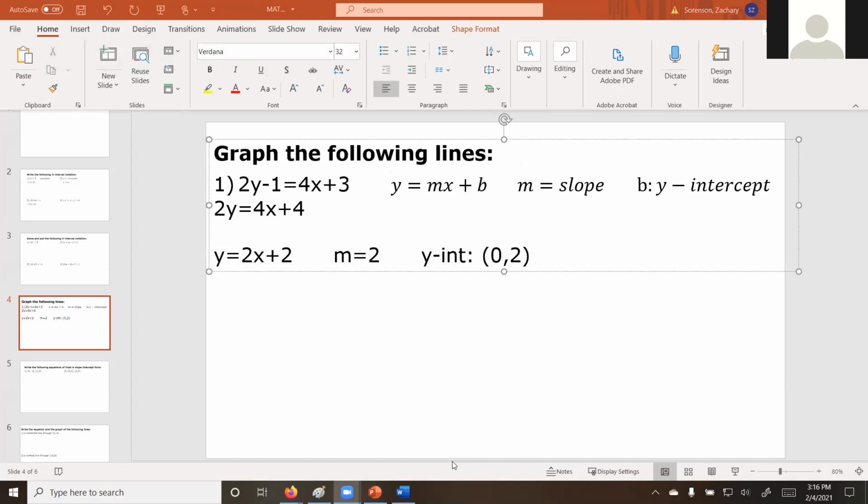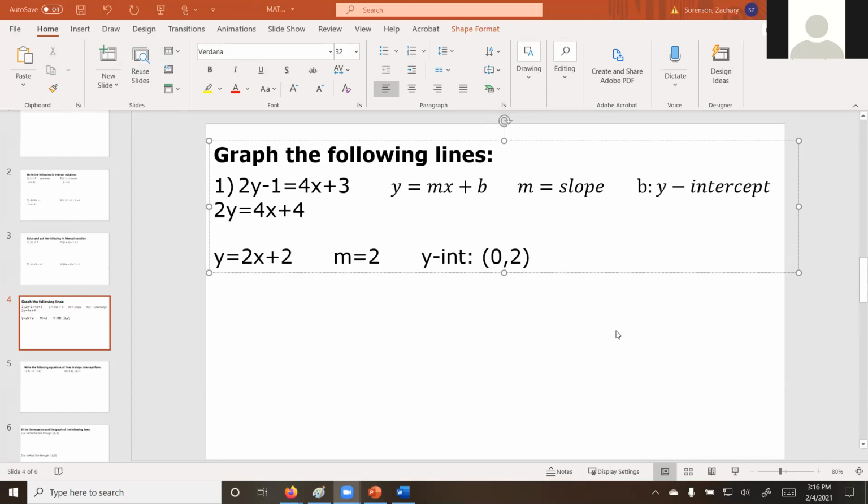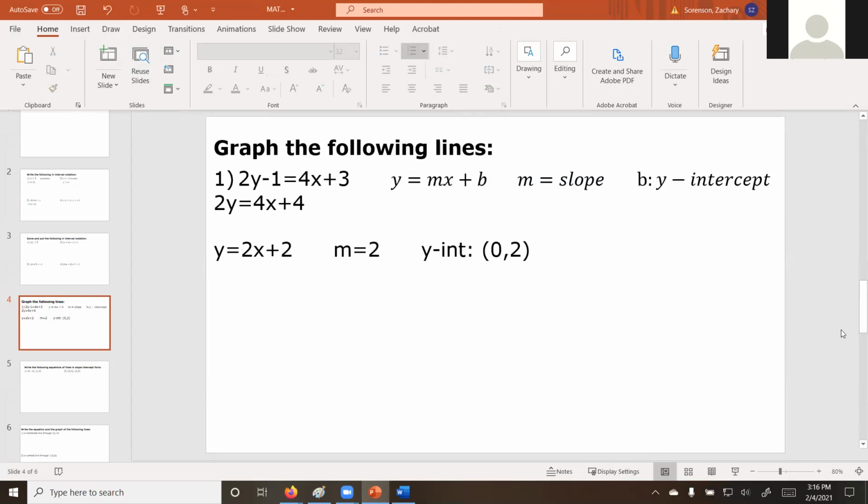Great, so the question isn't asking me to write the equation of the line. It's not asking me to write it in this form, even though that's pretty much what you're always going to do. It's asking me to graph the equation. So I need to build a graph. So I'm going to sketch one, just very generally.